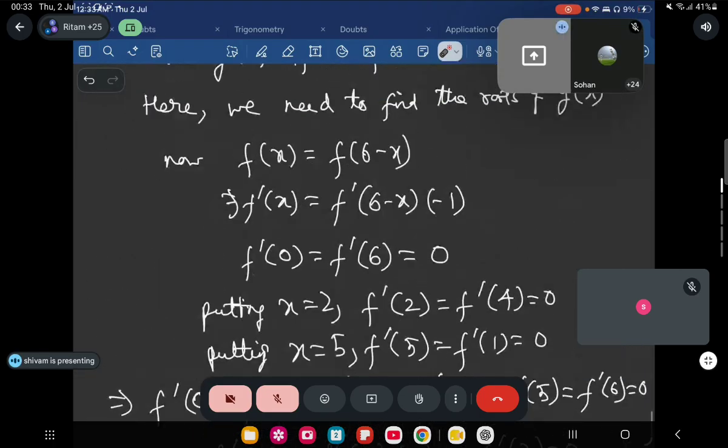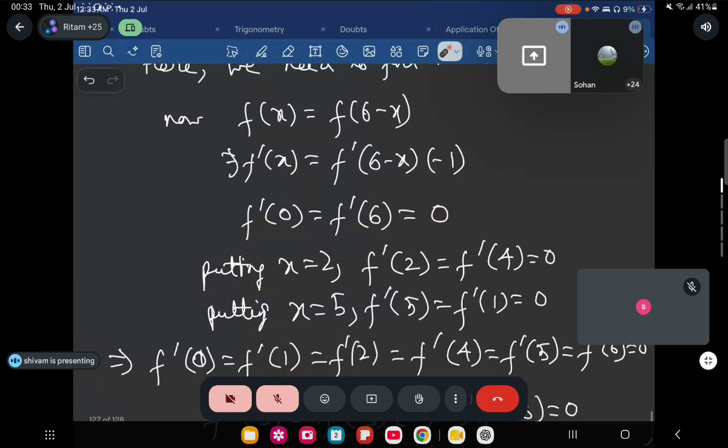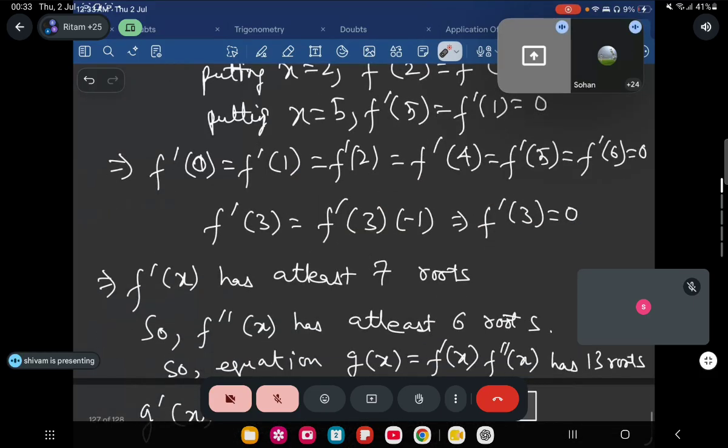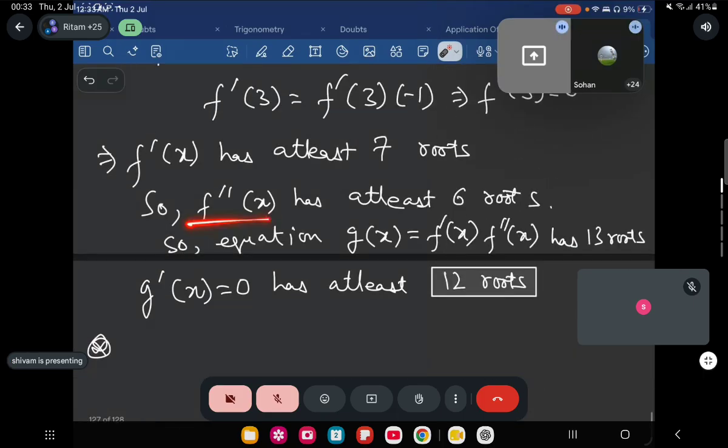So I substituted x equal to 0. I got f dash 0 is equal to f dash 6 is equal to 0. I substituted x equal to 2. I've got f dash 2 is equal to f dash 4 is equal to 0. I substituted x equal to 5. I've got f dash 5 is equal to f dash 1 is equal to 0. Then I also saw that f dash 3 is equal to minus of f dash 3, which is equal to 0. So f dash x has at least 7 roots. f double dash x will have how many roots? 6 roots. So g of x will have how many roots? 13 roots. So g dash x will have how many roots? 12 roots. Is it clear? Yes, sir.